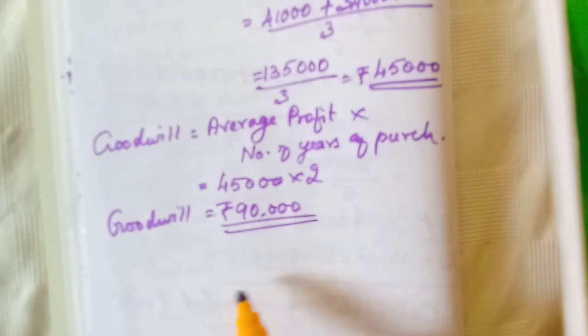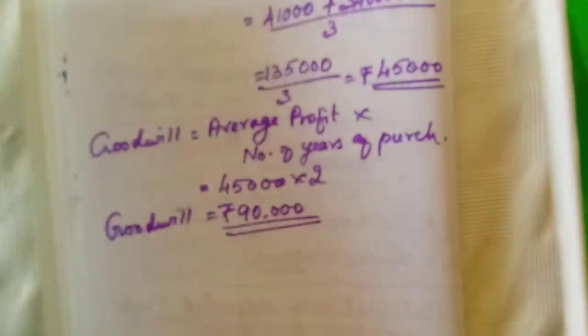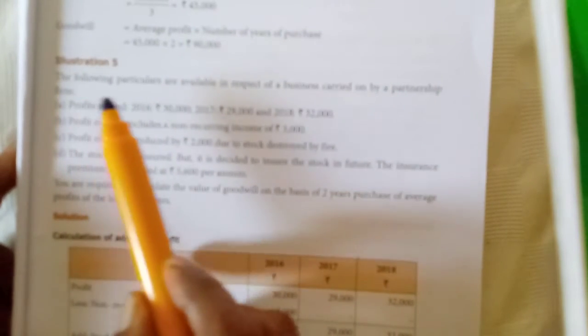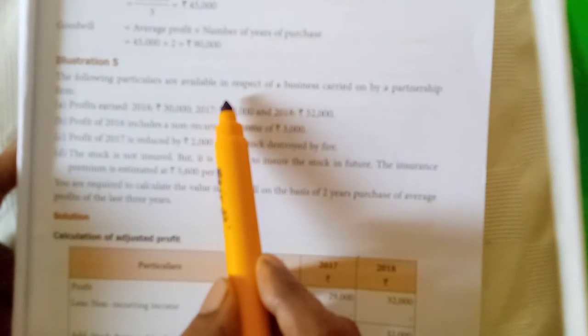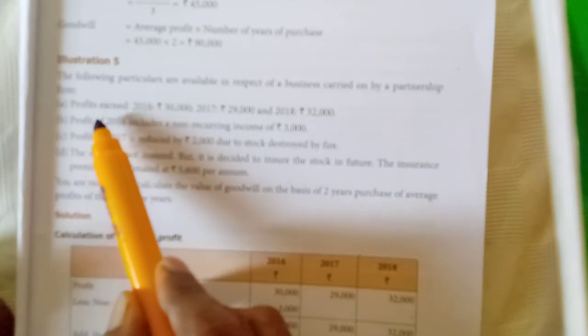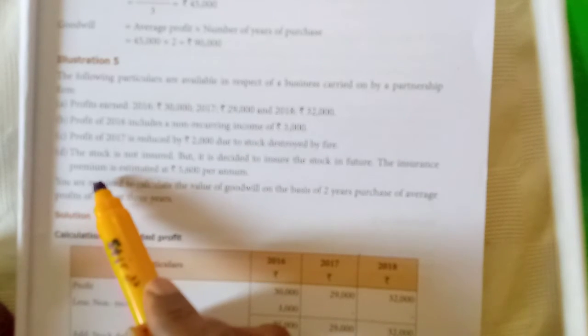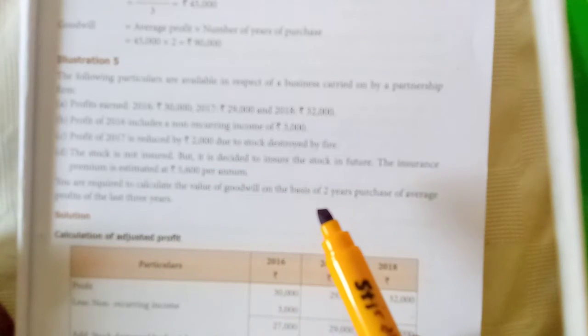In this model they have given one more, which I will also do and show you. The following particulars are available in respect of a business carried on by a partnership firm. Profits earned, 3 years' profits given. Then 16 includes a non-recurring income. Then 17 is reduced by 2,000 due to stock destroyed. The stock is not insured, and it is decided to insure the stock in future. The insurance premium is 5,600.